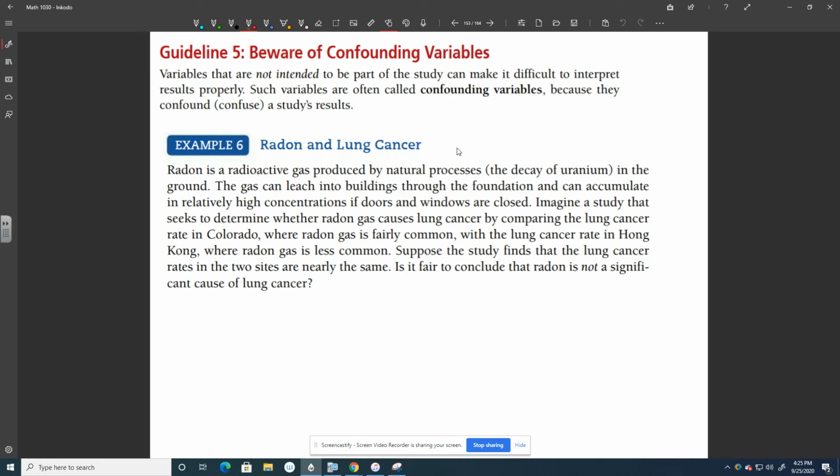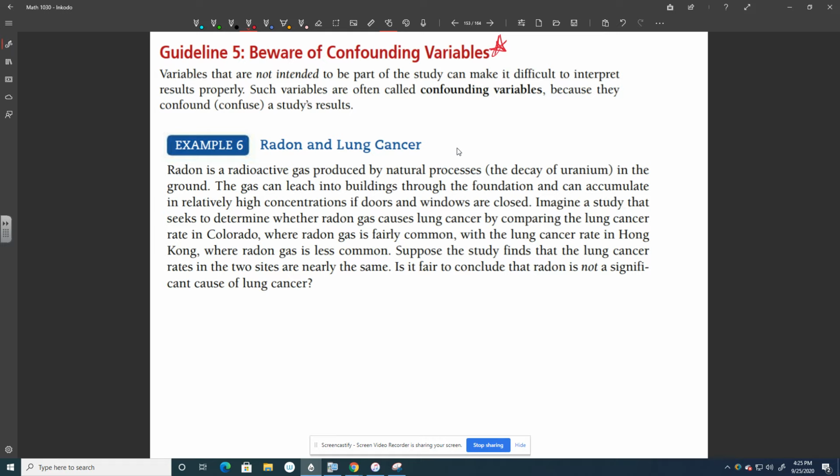Guideline number 5, beware of confounding variables. And this one itself is difficult because what it means to be a confounding variable are variables that you don't really recognize are there, but they confound or confuse the result. Okay. And sometimes you don't even know these are an issue until years and years later when they find out, oh my gosh, there was something else going on that was making my results look different than they actually are. So sometimes there's these other variables and you know they're there, but you don't know how much it's affecting your study.